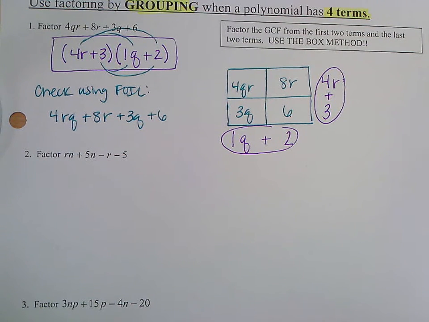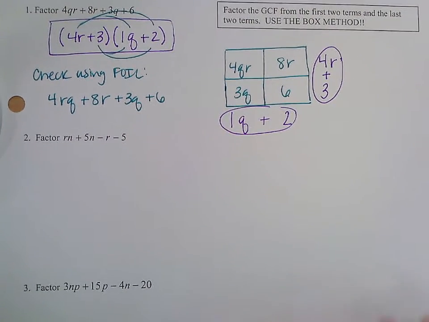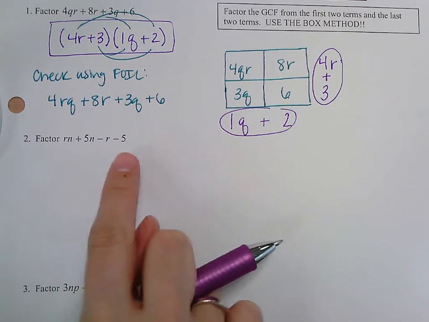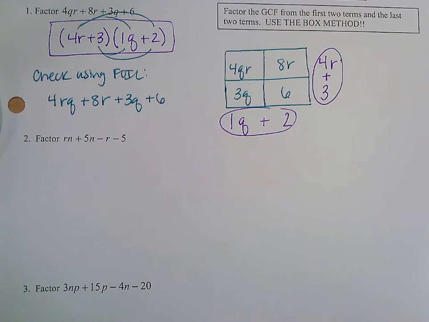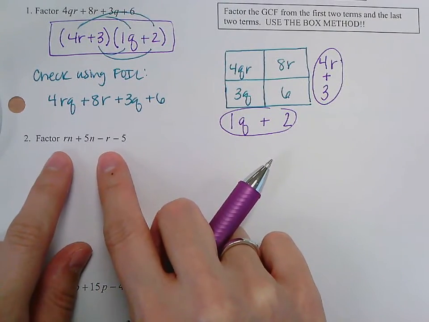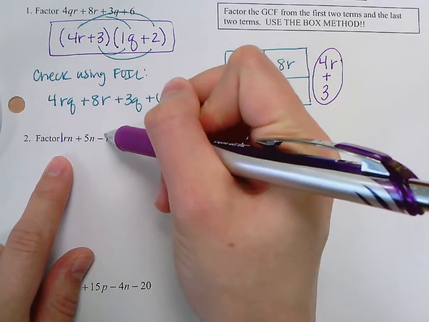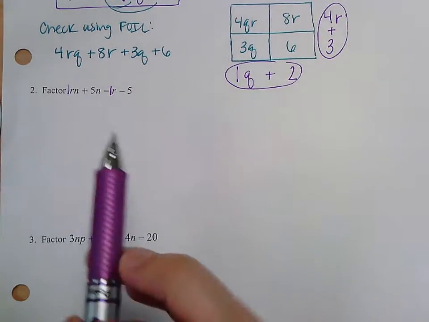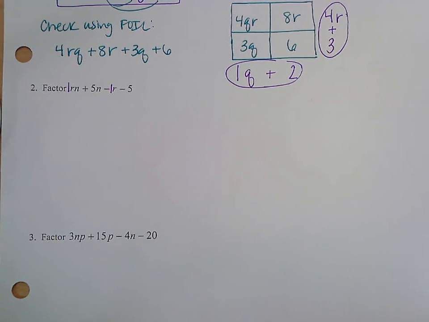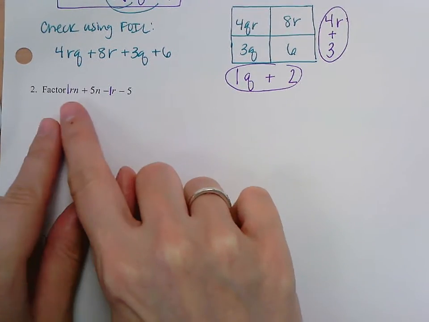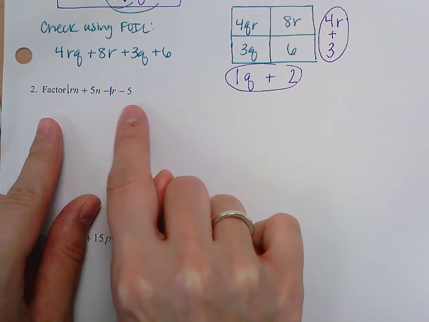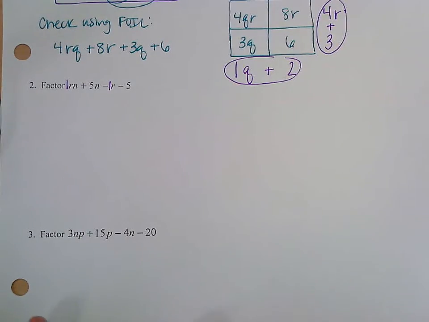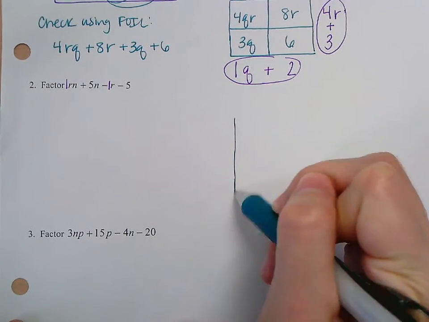Okay, so let's look at number 2. We're factoring Rn plus 5n minus R minus 5. If it helps, for these terms that don't have a number, you can put the 1 in front. So first look, is there anything that all 4 terms have in common besides a 1? No. Okay. So let's do the box.